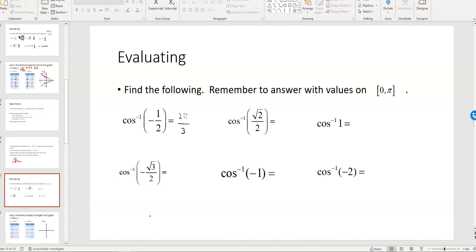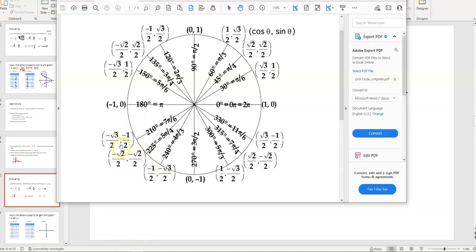Inverse cosine of root 2 over 2, oh, that's in the first quadrant. That's pi over 4. Inverse cosine of 1. So where is the cosine equal to 1? It happens at 0. I mean, it happens at 2 pi also, but that's outside of our interval. Inverse cosine of negative square root of 3 over 2. So negative square root of 3 over 2 happens in the x's over here, but that's not on our restricted domain. So go up to the top here. Where does it happen? 5 pi over 6.